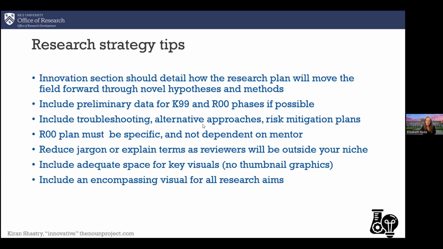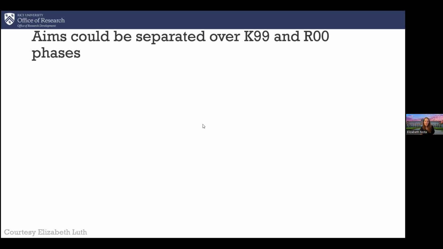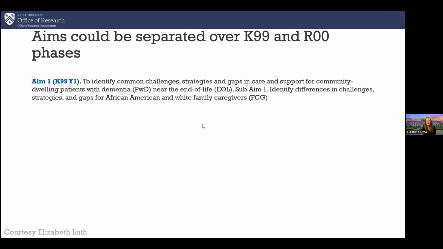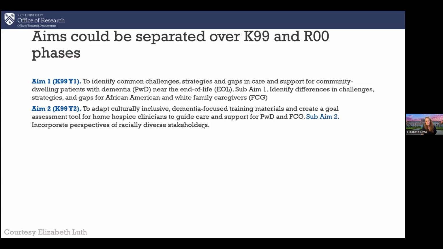Now, thinking about your aims, they could be separated completely over the K99 and R00 phases. Elizabeth Luth's application is an example of that. So she has aim 1, which is in her K99 year 1, to identify common challenges, strategies, and gaps in care and support for community dwelling patients with dementia near the end of life, EOL. And then a sub-aim for that, identify differences in challenges, strategies, and gaps for African-American and white family caregivers.